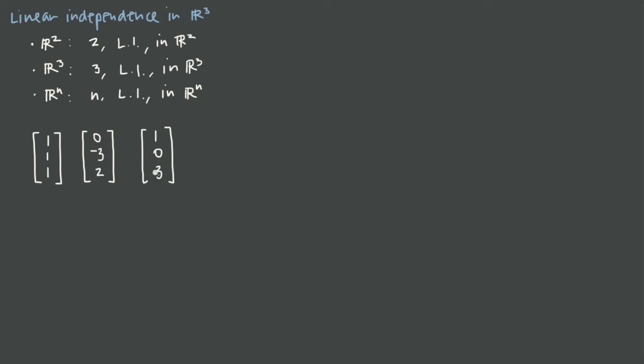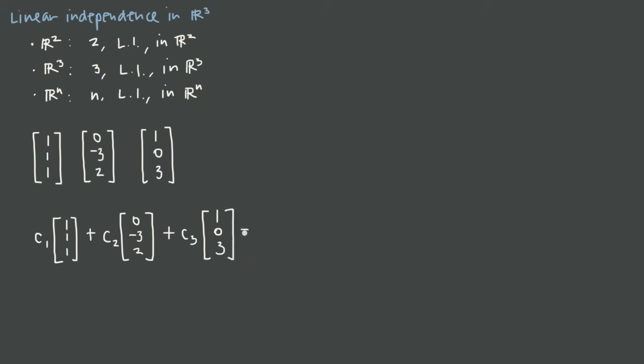If we want to test to see whether these are linearly independent, we simply put them into a linear combination and set them equal to the 0 vector. So we would say c sub 1 times the vector 1, 1, 1, plus c sub 2 times the vector 0, negative 3, 2, plus c sub 3 times the third vector 1, 0, 3, and we set that equal to the 3-dimensional 0 vector 0, 0, 0.